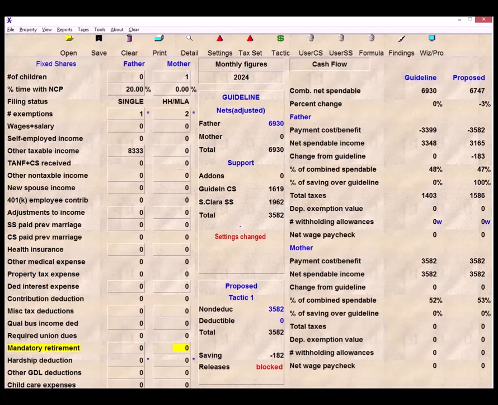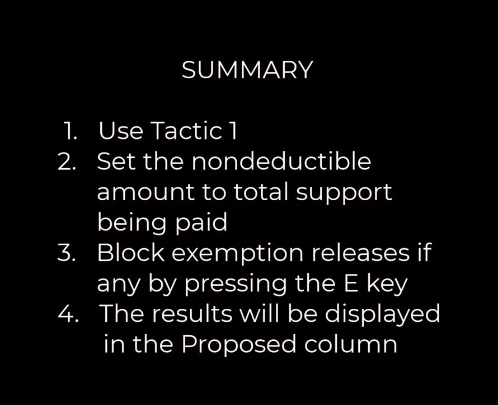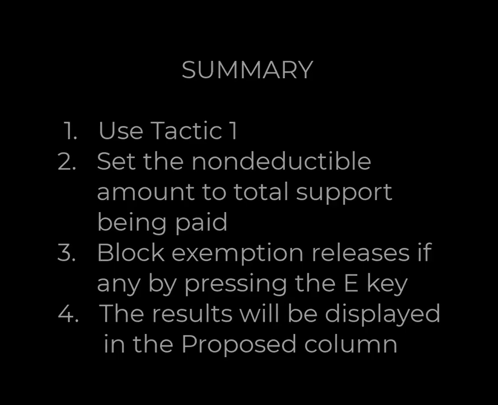In summary, if you wish to compare net spendable incomes between DissoMaster with state taxability excluded and Xspouse, in Xspouse use Tactic 1 and set the non-deductible amount to the total support being paid and block exemption releases if there are any by pressing the E key. The results will be displayed in the proposed column.